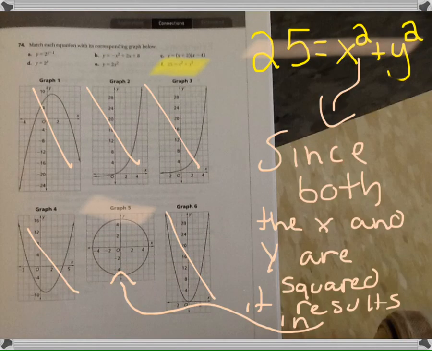The final equation is 25 is equal to x squared plus y squared. Because of this x squared plus y squared format equal to this, you know that it must be this circular format. And also another way to look at it is it's not in a parabola format or in the format of an exponential, so it must be graph 5.